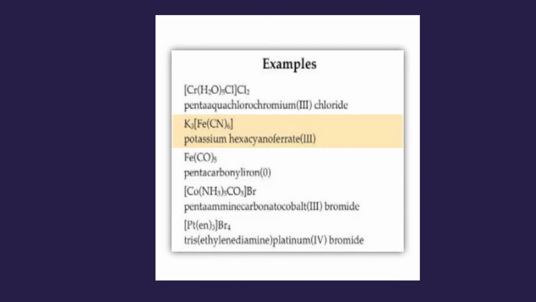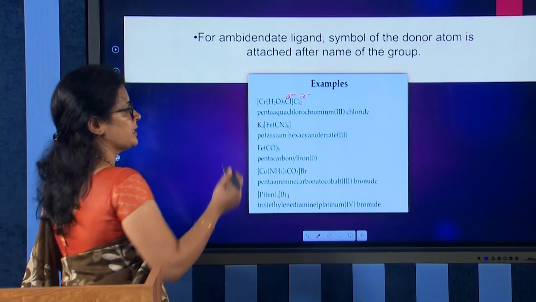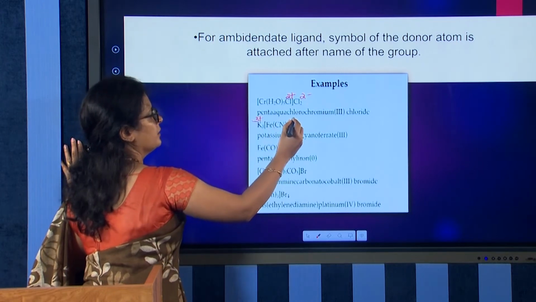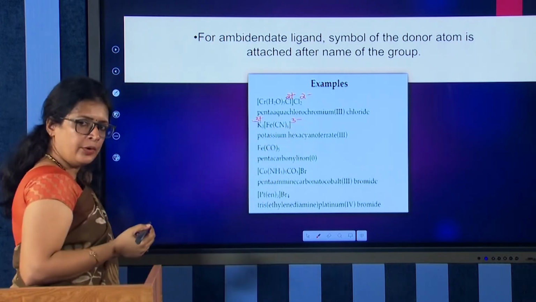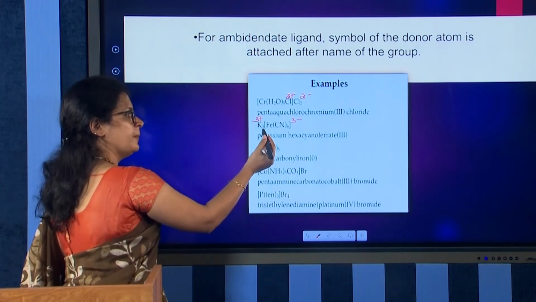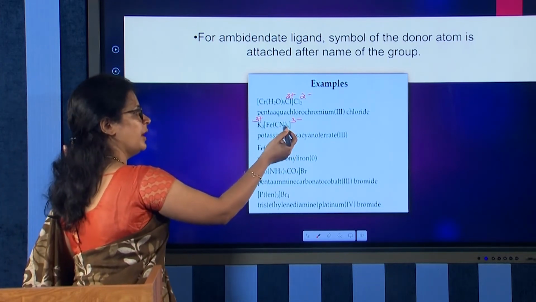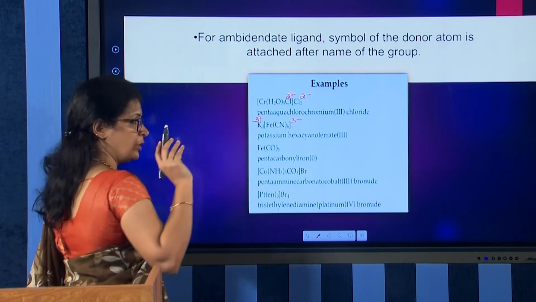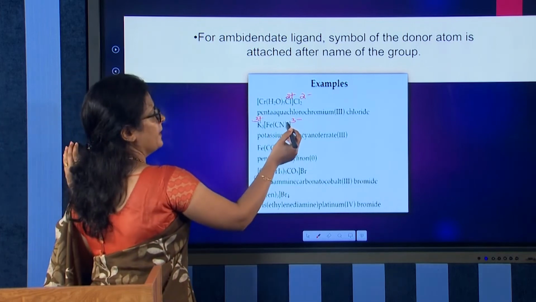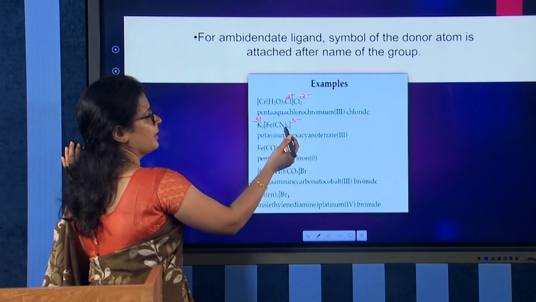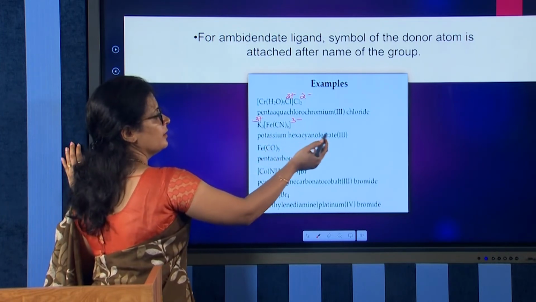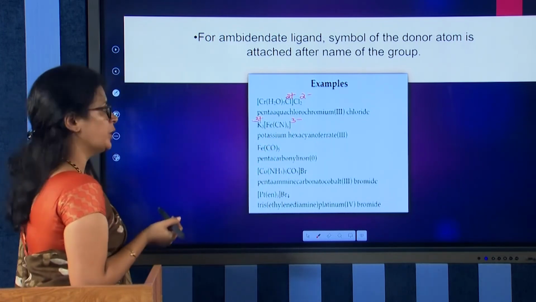And the next case is K3[Fe(CN)6]. In this case, which is the cationic part? This is the cationic part. This is 3 plus and this is 3 minus. So the cationic part should be named first, that is potassium, and next we go to the coordination sphere part, that is this. While naming the coordination sphere, name the ligands first, that is hexacyanoferrate(3). This is how to name it.